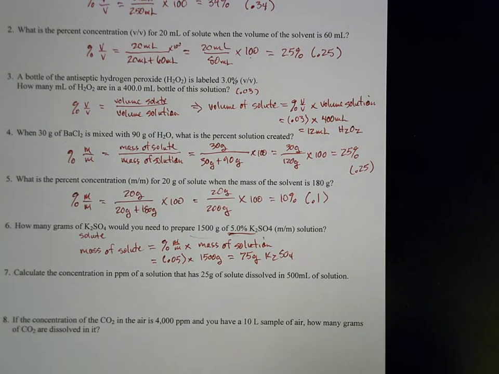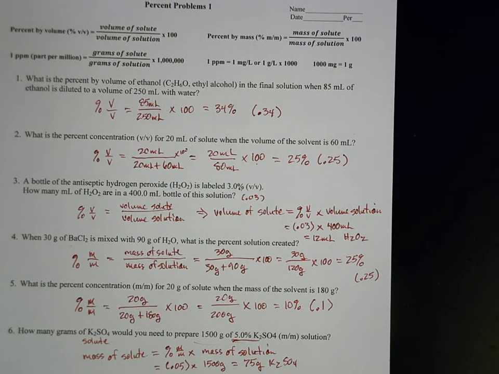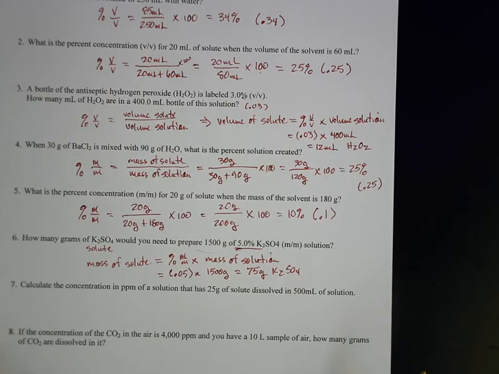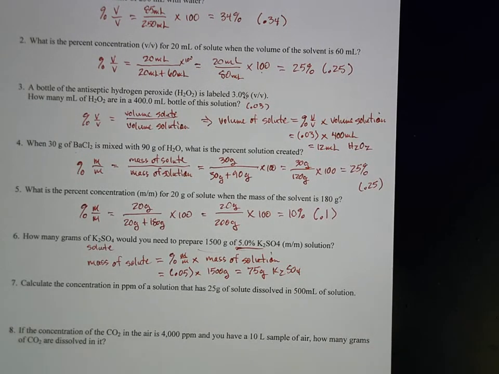So first couple were percent volume, second couple were percent mass. Notice that in the top three, they were milliliters divided by milliliters. The next three, they were grams divided by grams. And then the times 100 is what made it a percent instead of a decimal. So any questions on those?